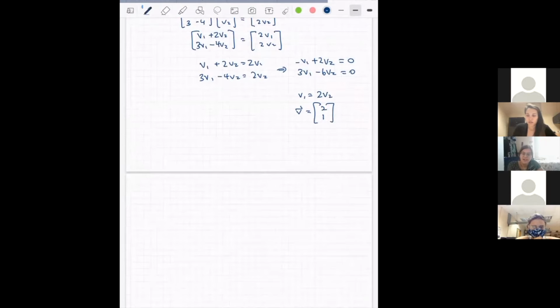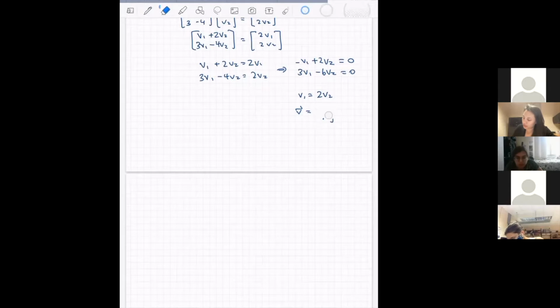Do you put like a number, or not a number, do you put like V2 in front to indicate that you want to multiply the vector by whatever value of V2 you have? Right, you could do that, but yeah. So yeah, you could do it that way.